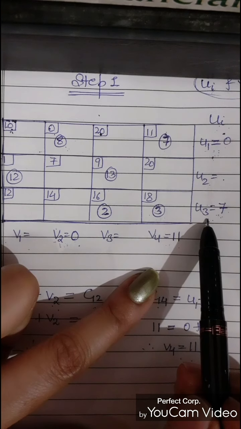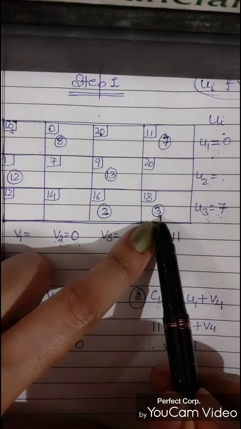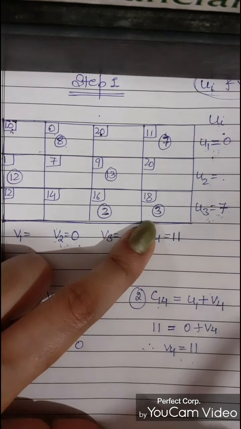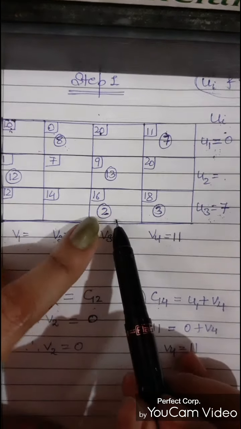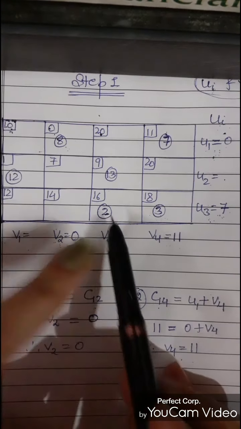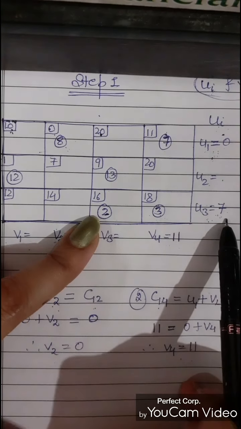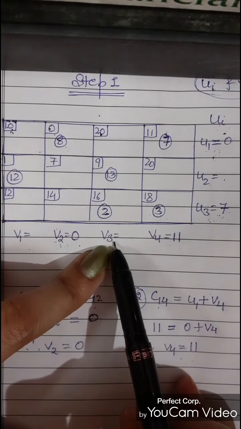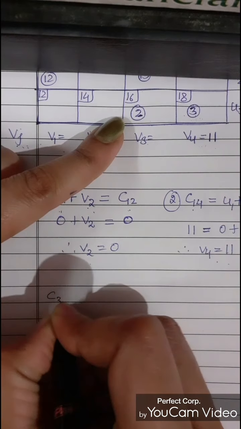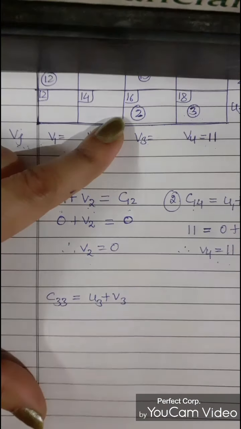Yes, I found that along with U3 I have 2 allocations. First in the cell C34, which I have already used, and next in the cell C33, third row and third column, C33. So I can use this U3 to calculate the value of V3. So the formula I will use for this cell, C33, is equal to U3 plus V3, right?